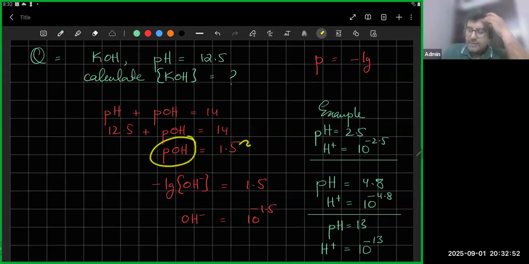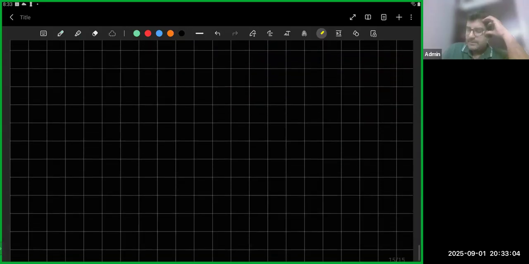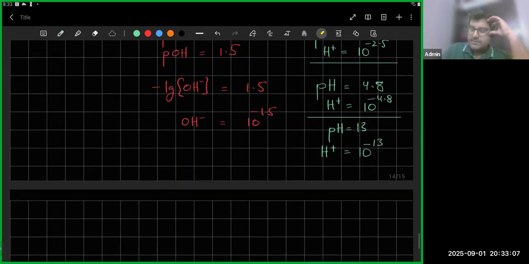So we were able to figure out pOH, which is 1.5. We took the inverse, and OH ions would come out to be 10 power minus 1.5. Now I know my OH ion concentration. All I need to do now is find my KOH concentration. Since KOH is a strong base, it is 1:1, so this is also going to be exactly the same.